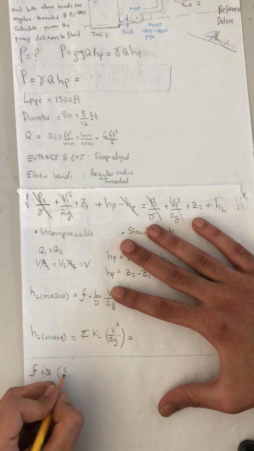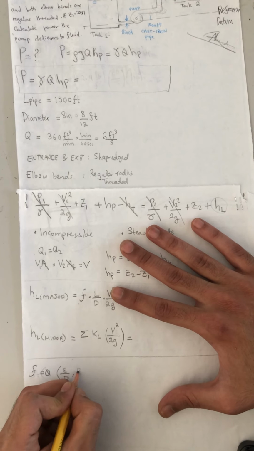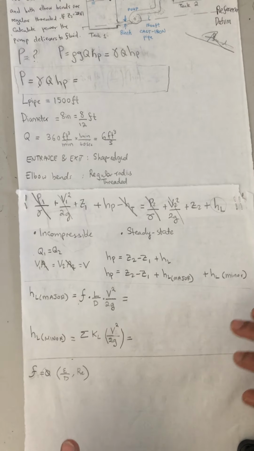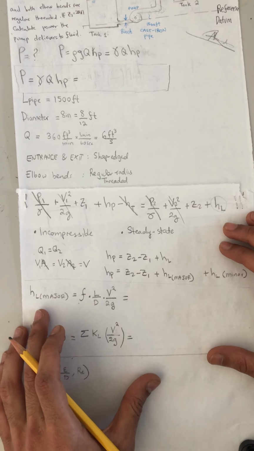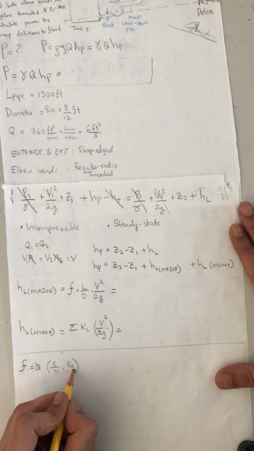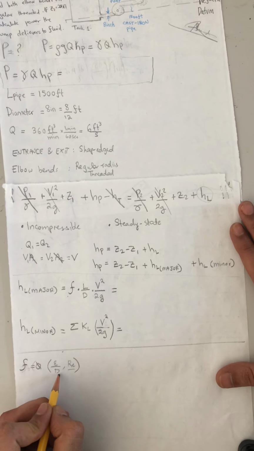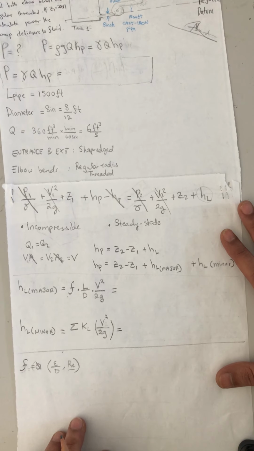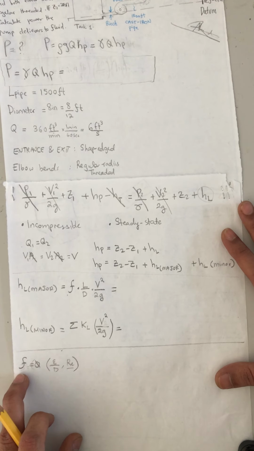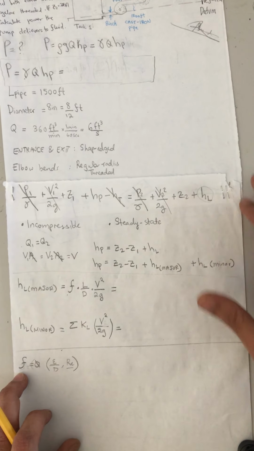Depends on relative roughness and our Reynolds number. So before being able to solve the problem, we are required to find the Reynolds number and the relative roughness, so we can determine the frictional factor.